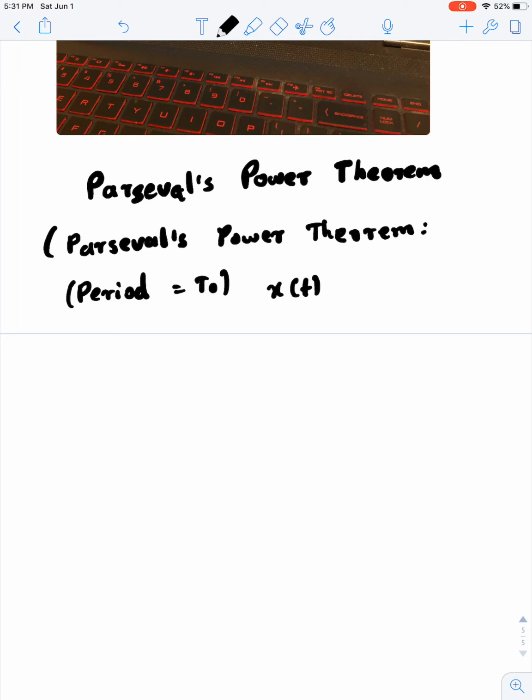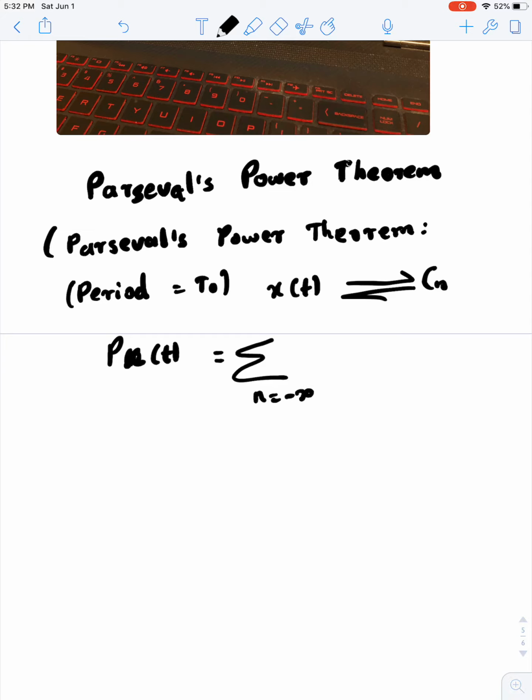Now I will take the conjugate on both the sides. On the left hand side I have conjugate of signal x(t), and on the right hand side I have summation n equal to minus infinity to infinity Cn conjugate multiplied by e power minus jn omega naught t. We have negative sign here because of conjugate. Initially we had positive sign here.